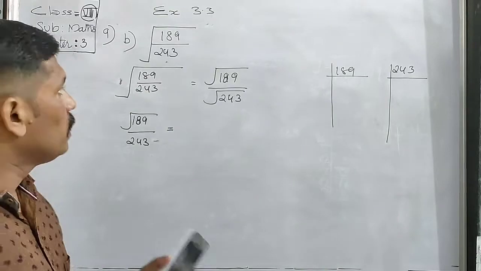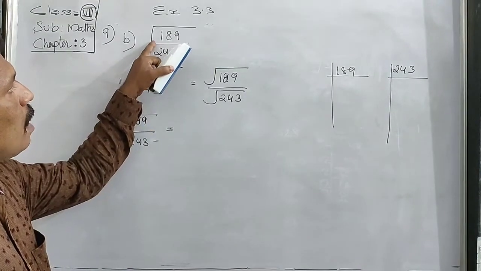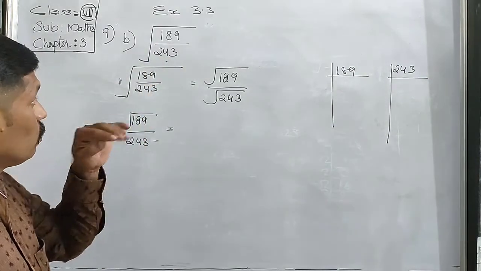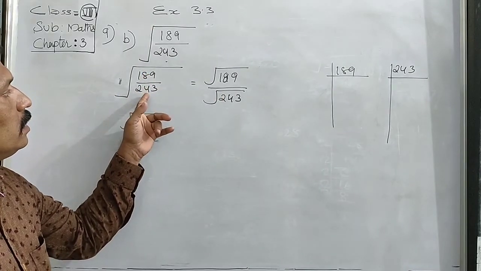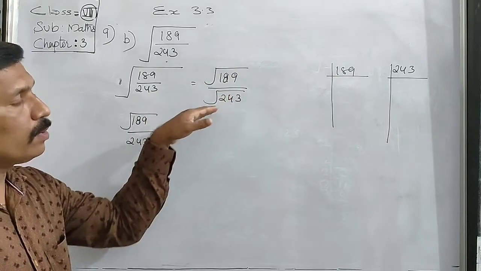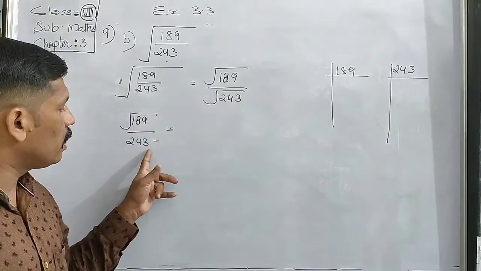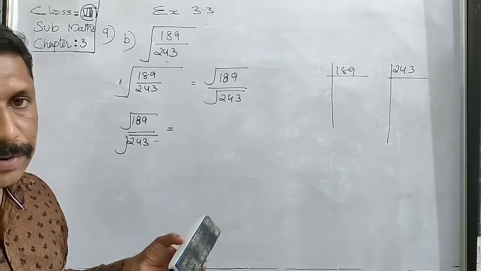Students, now we move to 9th question B. Root 189 upon 243. Here the root of these two numbers we have to calculate. So the root of these two numbers we separately calculate. Root 189 upon 243 is equal to root 189 upon root 243. So we calculate the root of 189 and root of 243 separately by prime factorization method.